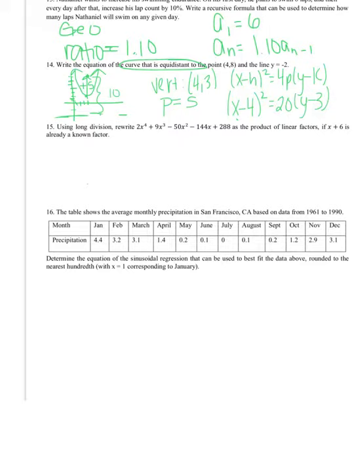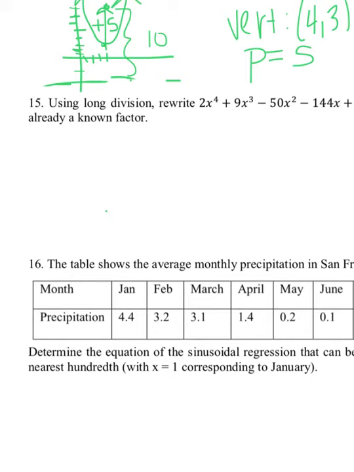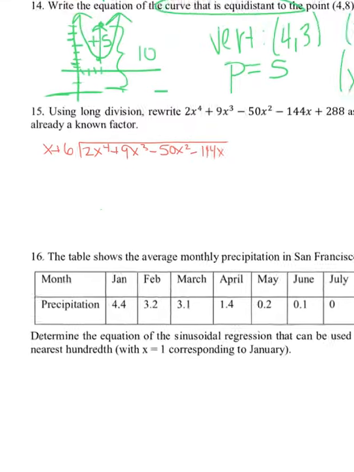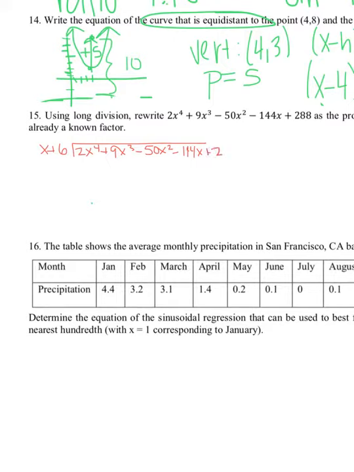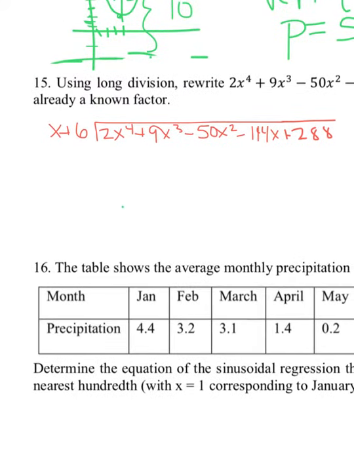Okay, it might just tell you that whatever is a factor and define the other one. So x plus 6, I'm going to divide that into 2x to the 4th plus 9x to the 3rd and then plus 288. Now I know whatever I do here, I need to get a remainder of 0 because I already know that x plus 6 is a factor. So it has to work out for us that we get a remainder of 0.